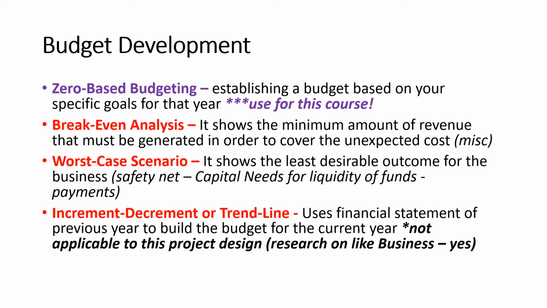All right, for budget development for the class, you can see there are 4 different types here, but the one you're going to use is zero-based budgeting, where you're establishing a budget based on the goals for that 1 year. Again, you're going to do a 1-year income statement, and you're going to base it off of those goals we talked about in the beginning. Use this for the course. There are 3 other types. You want to know what those are, but they're not as applicable for what we're doing.